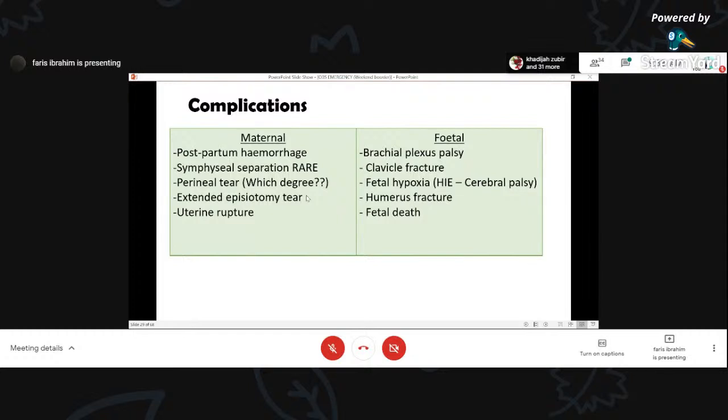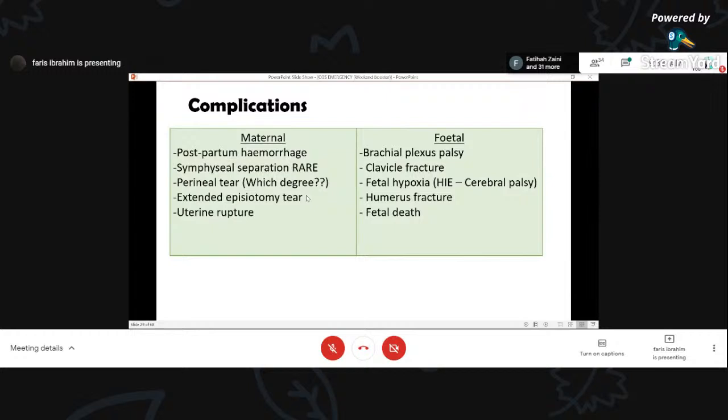Okay, and then extended episiotomy tear boleh juga, and lastly is uterine rupture, especially in mother who have a VBAC. VBAC is vaginal birth after cesarean. Maksudnya previously dia dah ada cesarean section, currently dia try to do a vaginal birth. So because of the overdistension of the uterus due to shoulder dystocia, yang the healing spot of the previous cesarean section tu rupture. So the uterus rupture, mother end up with very debilitating condition lah.